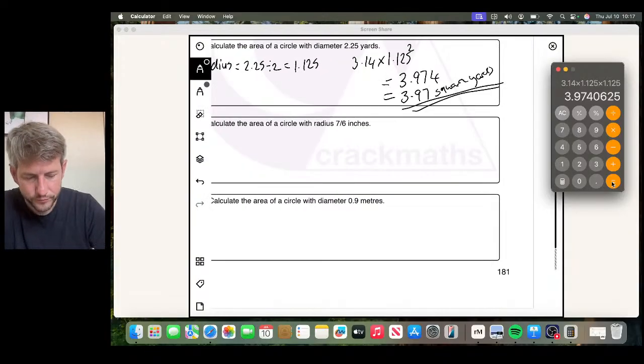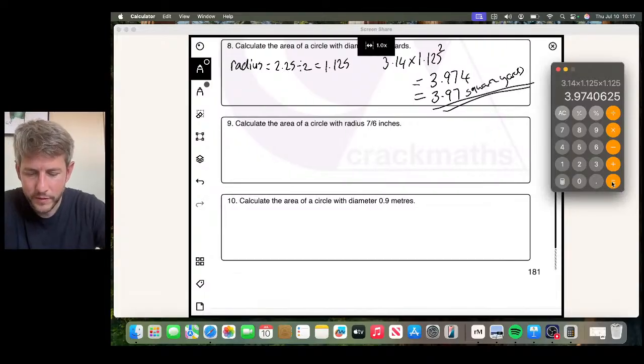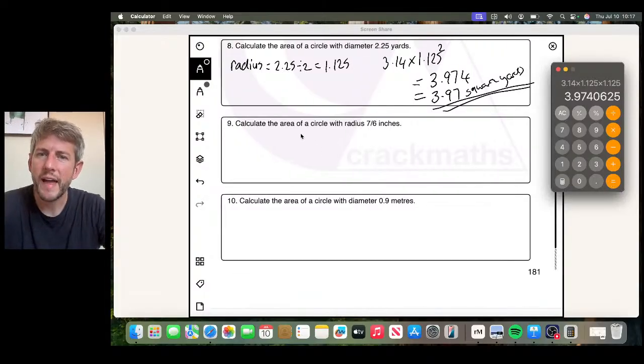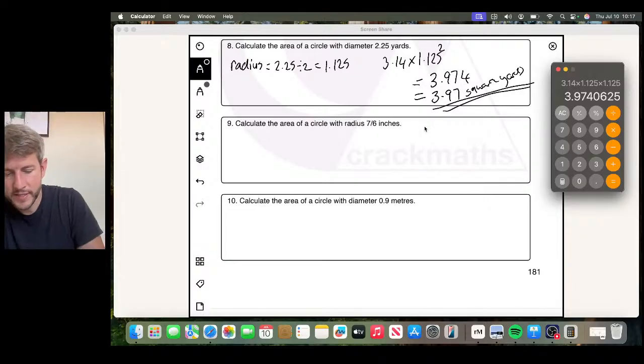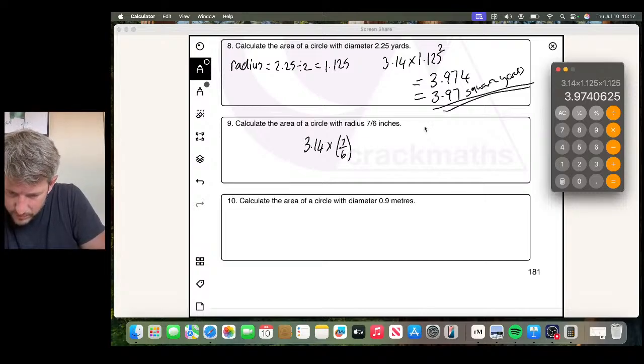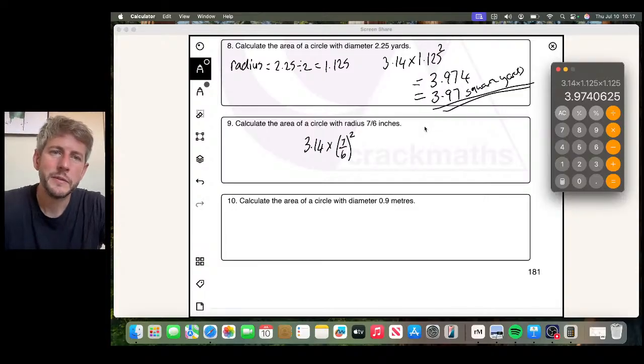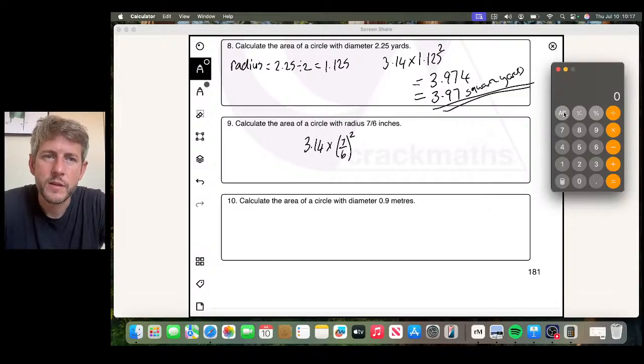Okay, right. Oh, I accidentally moved the whole page over. There we go. Calculate the area of a circle with a radius of 7/6 inches. Okay, right, so that's going to be 3.14 times 7/6 squared. Now this is going to be a bit tricky because this isn't going to give us a nice answer. So what we're going to get is 7 divided by 6, as that is what 7/6 is.